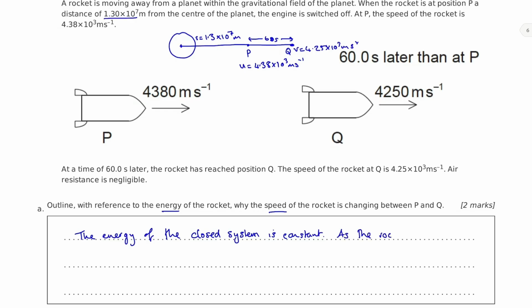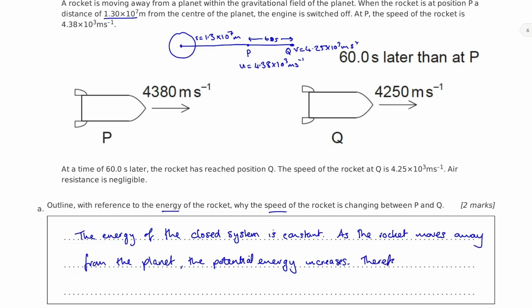As the rocket moves away from the planet, the potential energy increases. Therefore, the kinetic energy decreases. This means the speed decreases also.